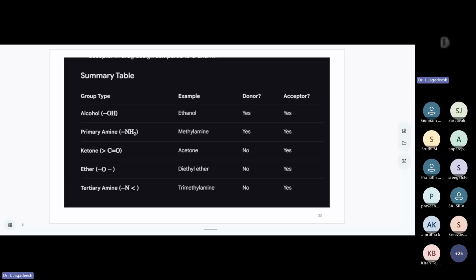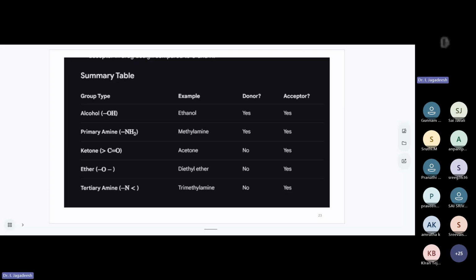The alcohol, that is the OH group present in ethanol, will act as a hydrogen bond donor and also a hydrogen bond acceptor, because it contains a donor H and an acceptor O, that is oxygen. Similarly, a primary amine, NH2, for example in methylamine, will act as a donor, because it contains 2 hydrogens, and it will also act as an acceptor, because it contains the nitrogen.